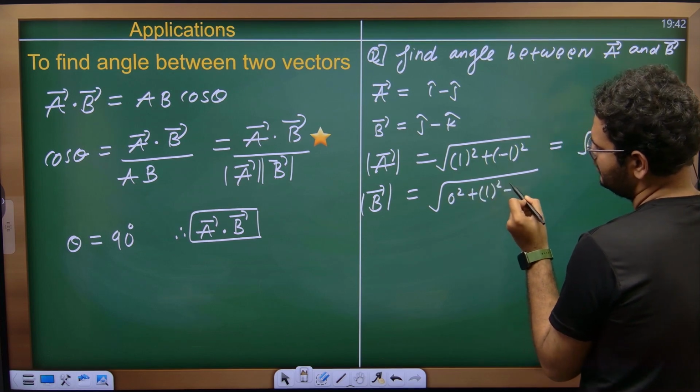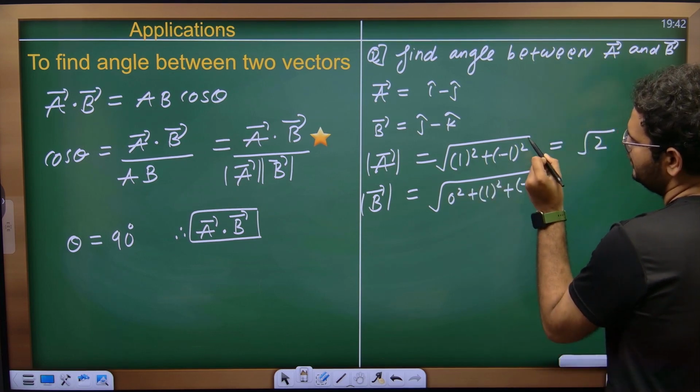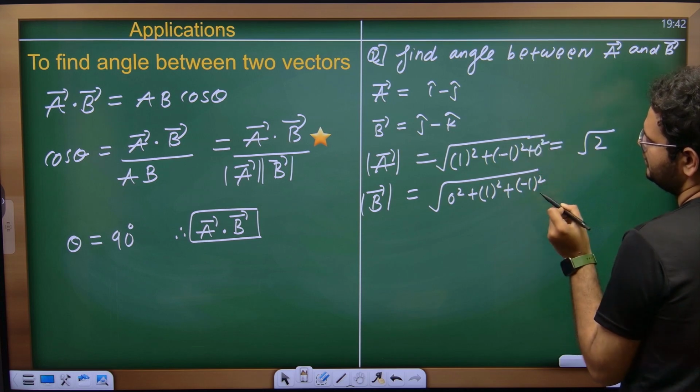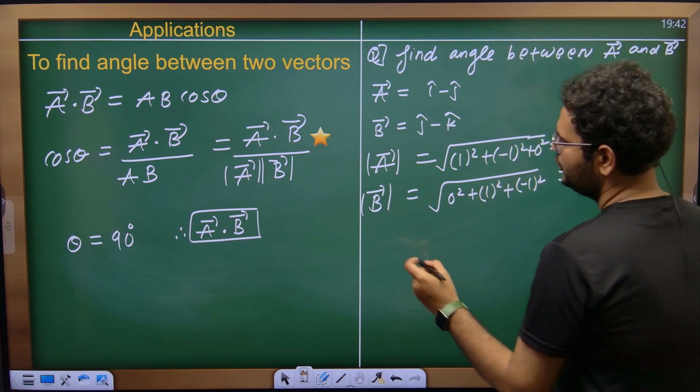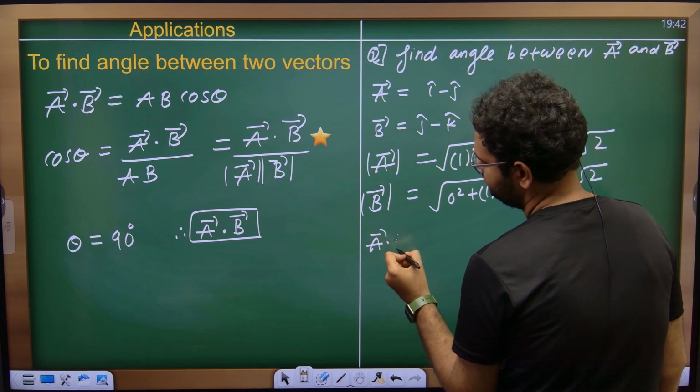1 square plus minus 1 square. Here also anyway I can write 0, right? So how much is this? Again root 2. No problem at all. Yes. You tell me what is dot product of A and B.